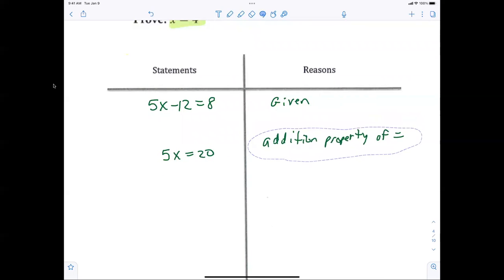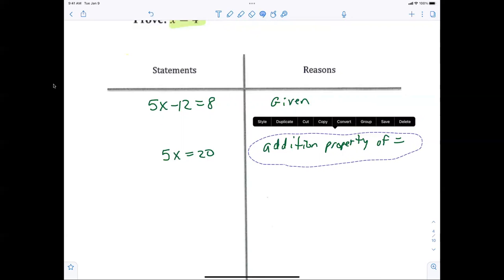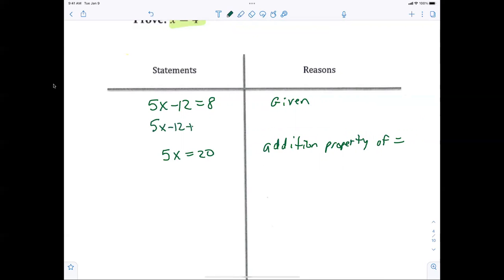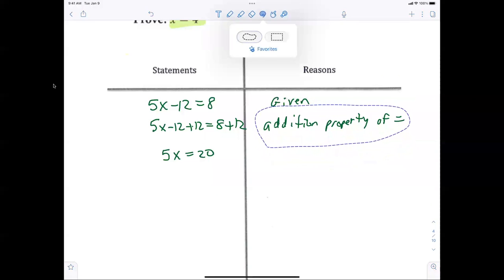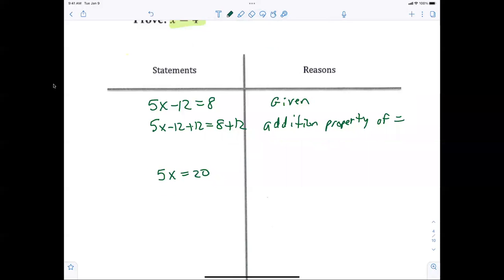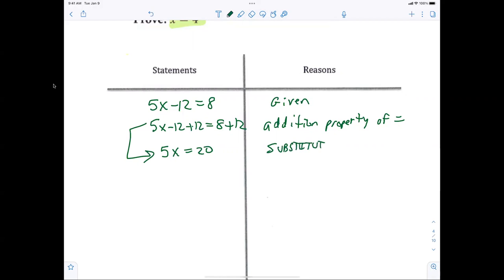I'm not going to do this, but sometimes a different geometry teacher would want you to put this down: 5x minus 12 plus 12 equals 8 plus 12. That would be written as the addition property of equality. Then that teacher might want you to say that 5x equals 20. How did I get from this step to this step? That's just a substitution. Why? Because negative 12 plus 12 equals 0, and 8 plus 12 equals 20. So I'm substituting in equals for equals. Is everybody with me on that?